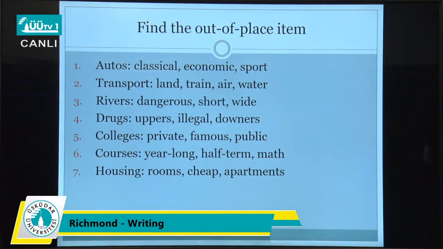For the drugs, we have uppers, illegal, and downers. So the out of place item is illegal. At 5, we have colleges. We have private, famous, and public. The out of place item is famous. For the courses, we have year long, half term, and math. So the out of place item is math. For the housing, we have rooms, cheap, and apartments, and the out of place item is cheap.